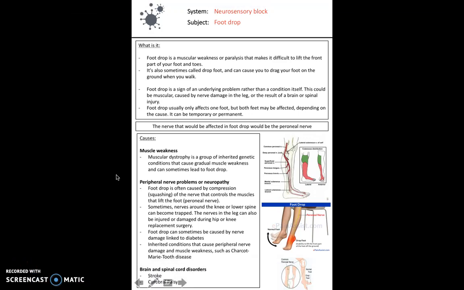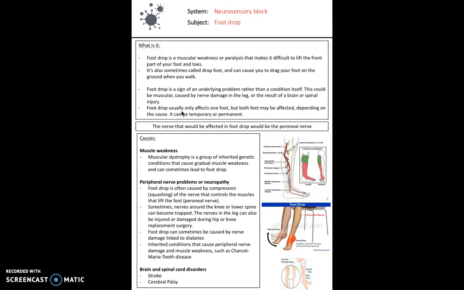So in terms of the problems that could be arising, it could be muscular or nerve damage in the leg, or of course it could be as a result of a brain or spinal injury also. Usually this condition only affects one foot, however both feet may be affected in some cases, but this really depends on the cause. So in terms of causes, we can be looking at muscle weakness, peripheral nerve problems, or brain and spinal cord disease. Brain and spinal cord disease are the easiest one to tackle, so stroke or cerebral palsy are the main two that are likely to cause foot drop.